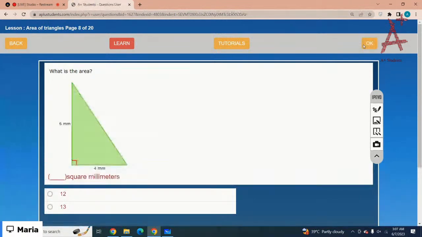Okay, what is the area? So you have to do half times base times height. So base is 4, height is 6. 6 times 4 is 24.